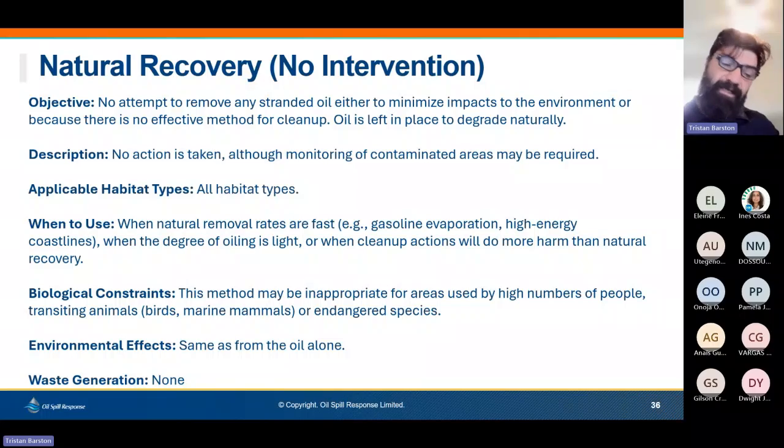Also, there are some areas that are so logistically difficult for us to get to that actually trying to get to that area will cause more harm than benefit. We need to look at also the biological constraints. So what sensitivities are in the area? Are we going to start disrupting the birds, the marine mammals, endangered species? Is there some way that we can prevent them going into that area in the first place? So, natural recovery. It's not as simple as just leave it alone, obviously. We have to monitor it. We have to make sure that our assumptions are correct.